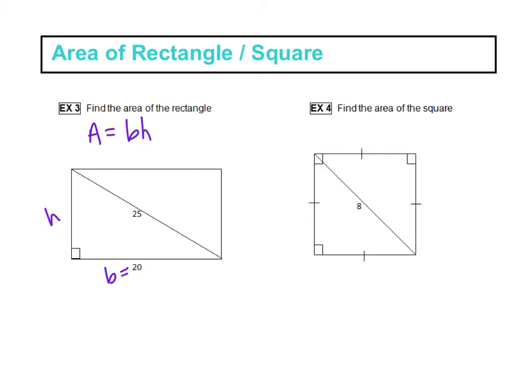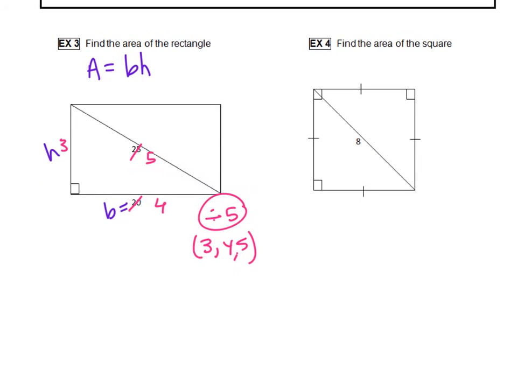So I notice 25 and 20 can be divided by 5. So if I divide by 5, I get 4. I divide this by 5, and I get 5. That means that this will be 3 because it is a 3, 4, 5 triple. So what we're going to do is take the 3, our missing side, and multiply it by 5 now, and we get 15. So our height is equal to 15.